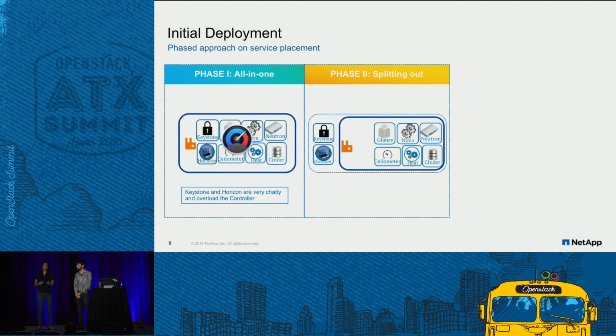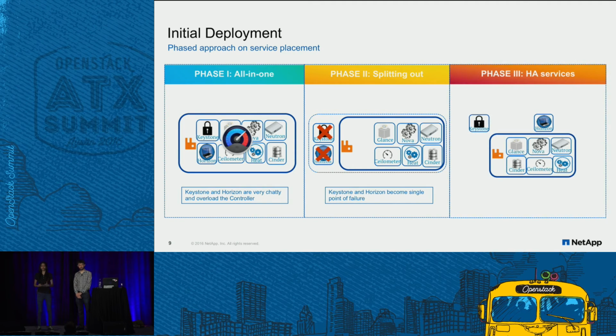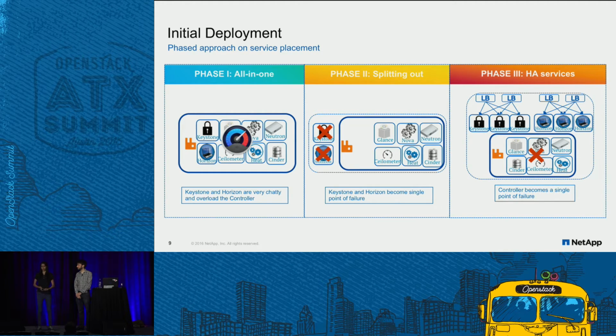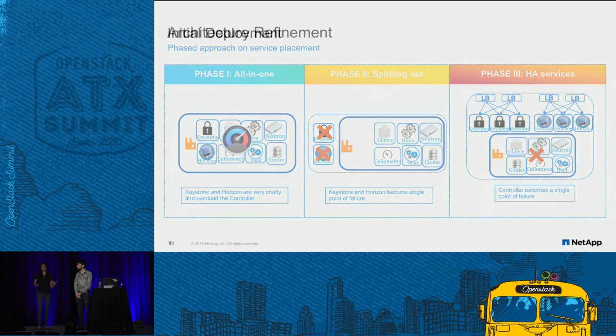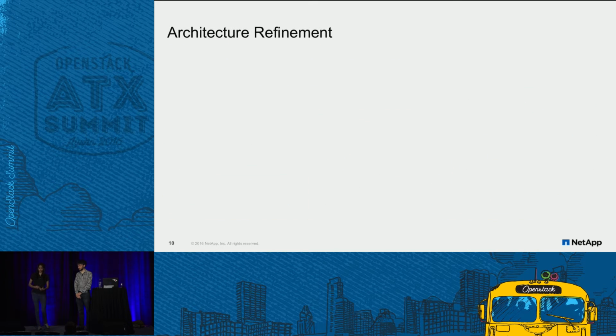But now that we had a stable architecture, we wanted to make it fault tolerant as well. So we achieved this partially by going to phase 3, which was HA services. In this phase, we spread the Keystone and Horizon components across 3 different machines and put them behind a pair of active-passive HAProxy load balancers. Now, the only concern that remained was the controller, which was still a single point of failure for us. This takes us to the architecture that we have today in production.